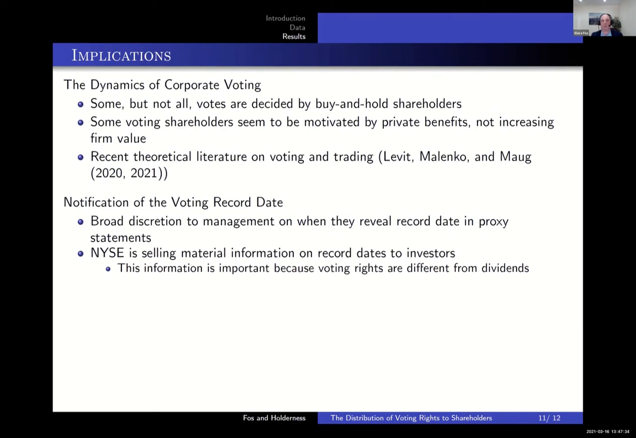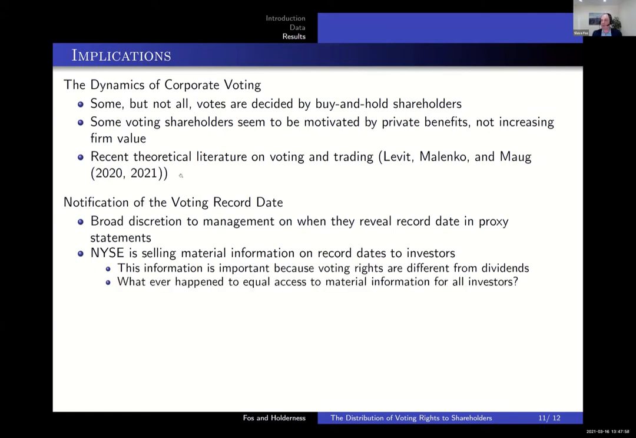Even if I don't know when the dividend record date is, I will receive the distribution, right? But if I don't want to exercise my voting rights and I don't sell the security before, I will lose that distribution. So the implications here are very different. Notification of the voting ex date is important. It's much more consequential than for dividends.